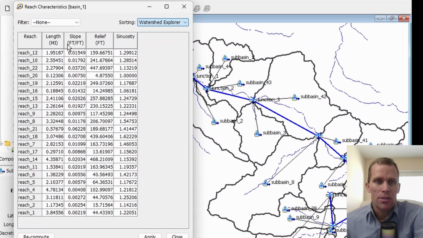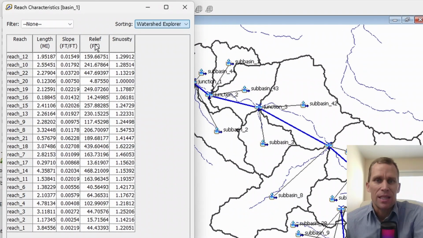So the length of the reach, the slope of the reach, the relief of the reach. The relief is the highest point minus the lowest point of that reach. So the slope is simply the relief divided by the length. Sinuosity is this far right column, and this was a new term to me.